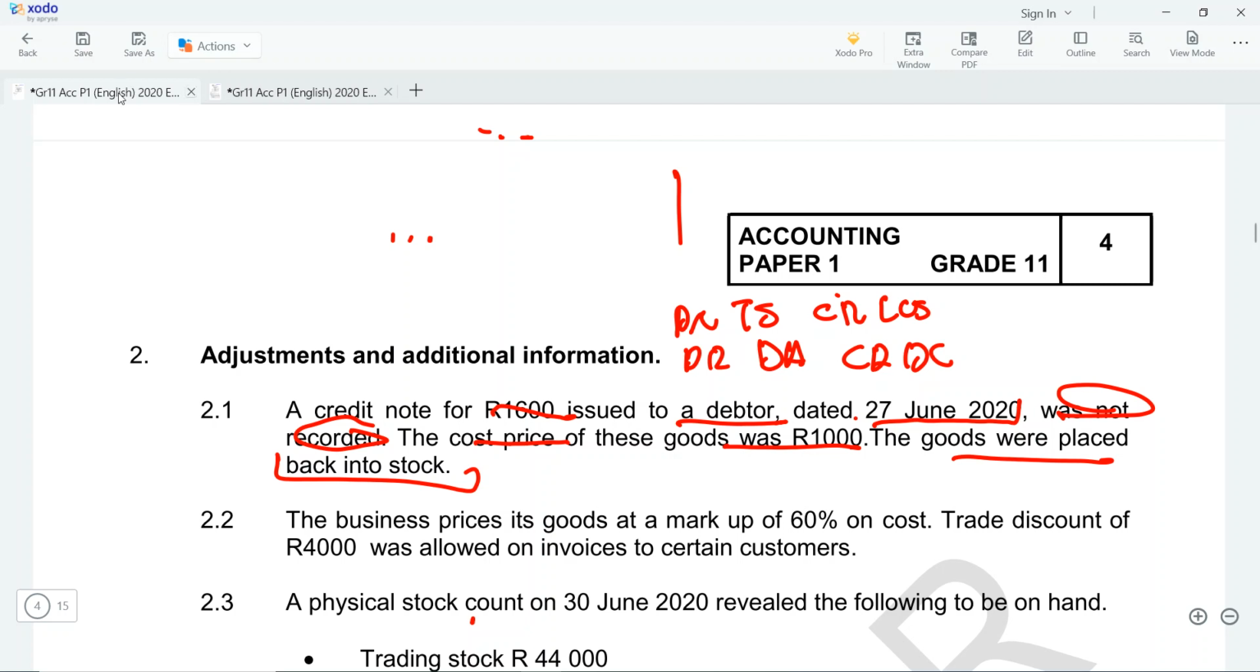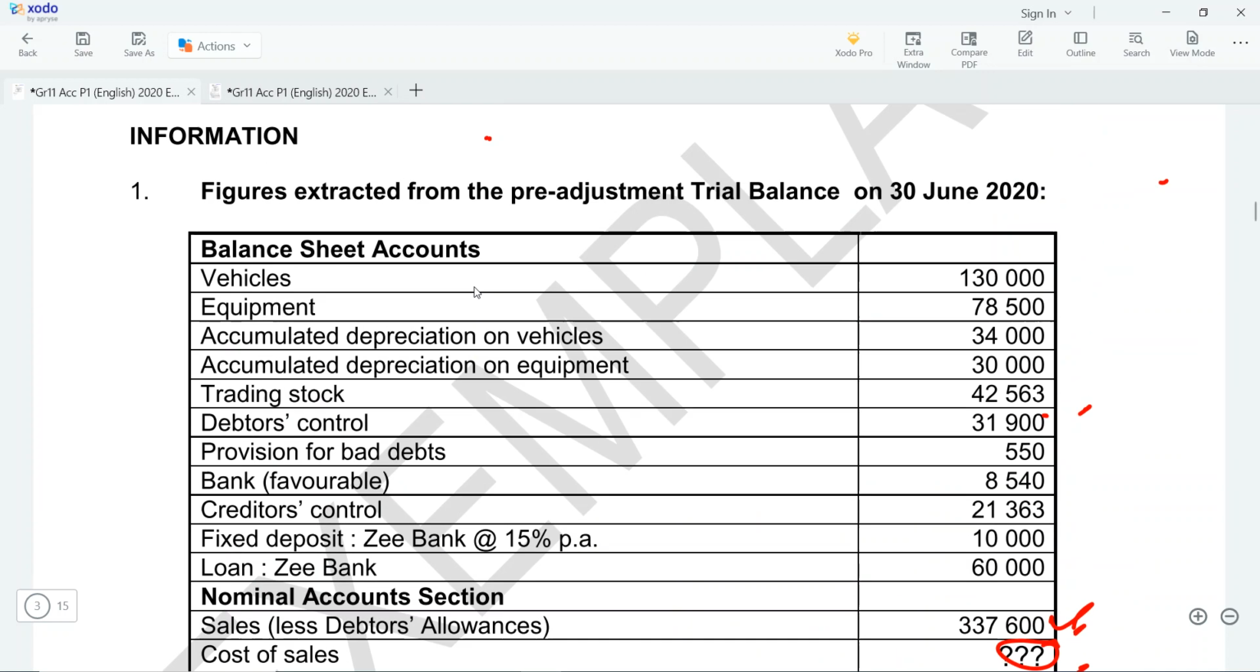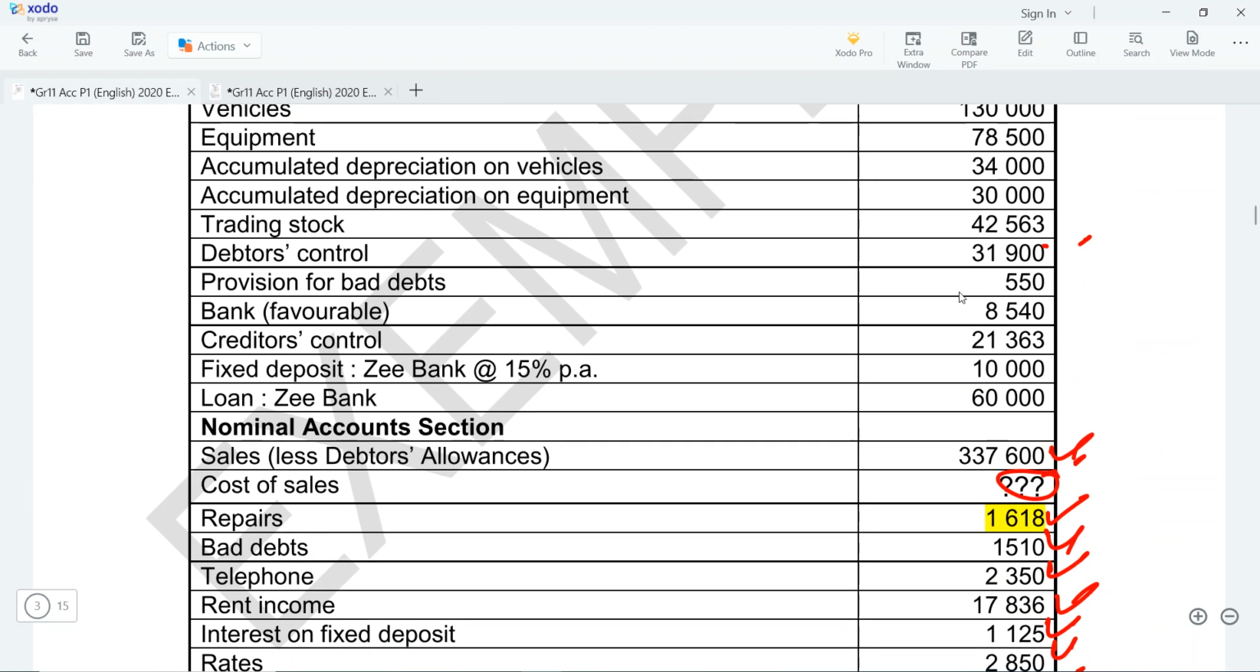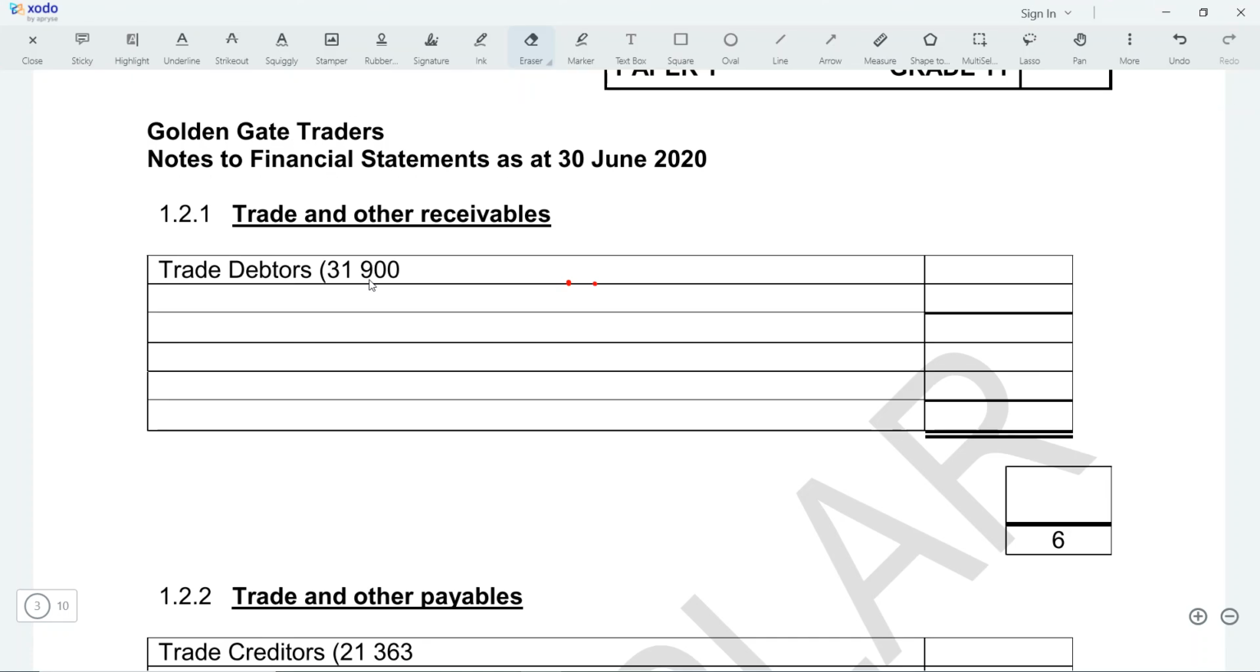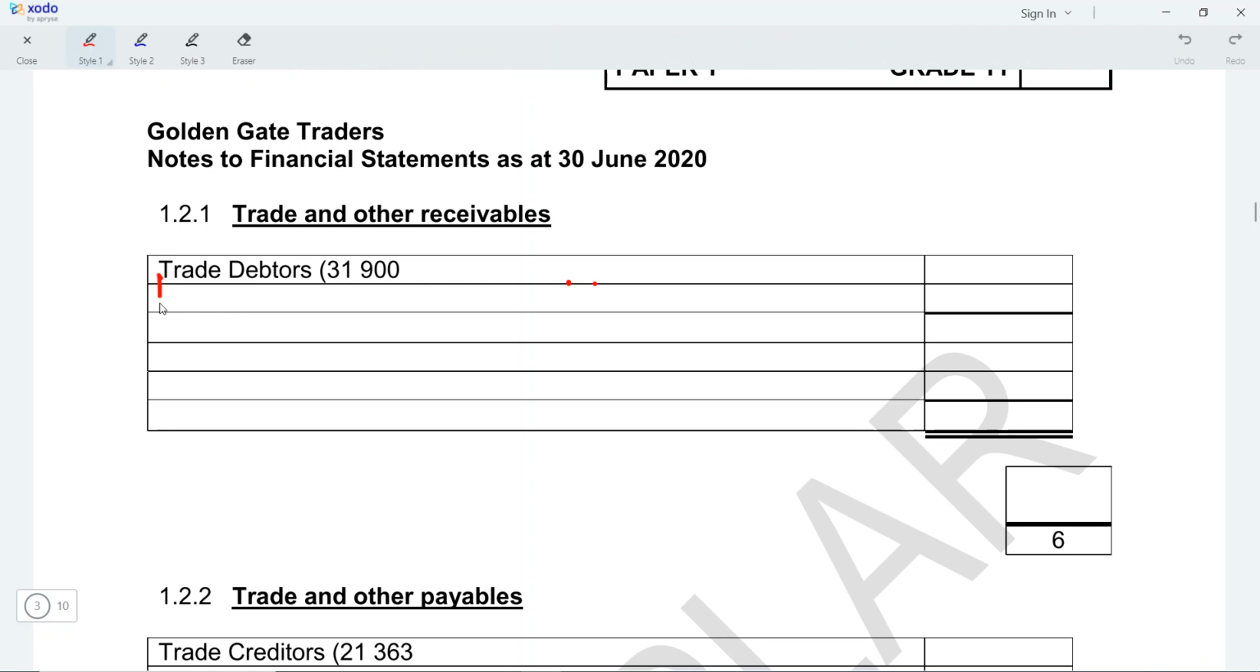Now remember, here you are also required to do the notes to the balance sheet. Because you don't have enough time, you can start by entering this information. We know the format: when we do trade and other receivables, we have trade debtors, and then we should also less provision for bad debts. If we're supposed to less it, it should be in brackets, and then we would have net trade debtors.